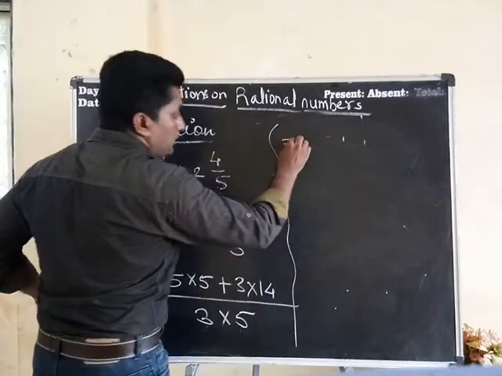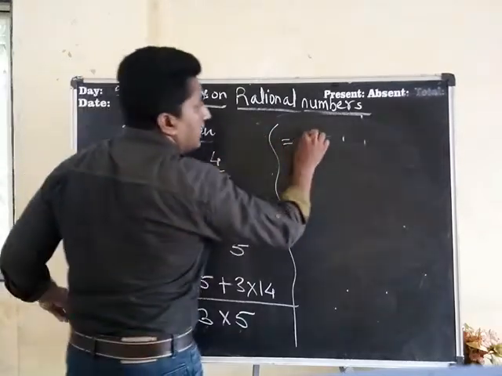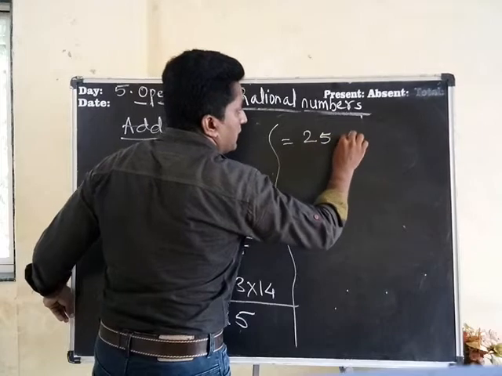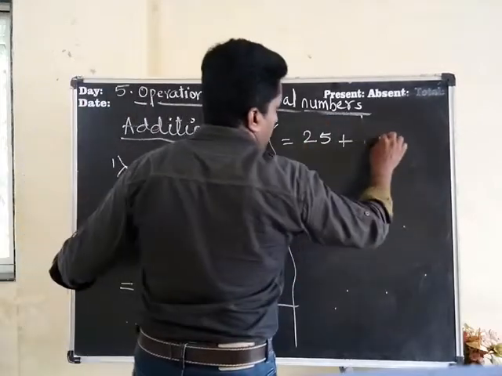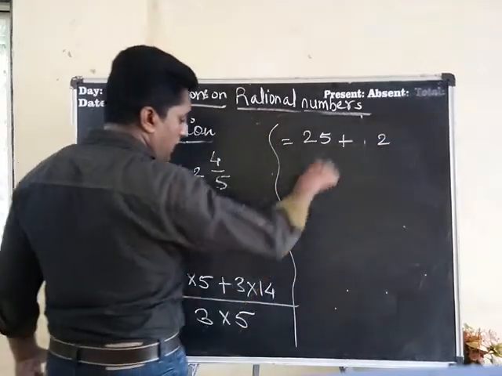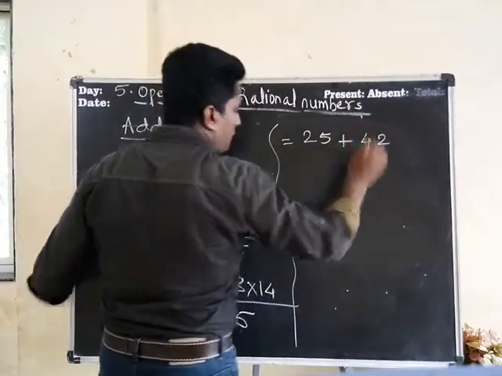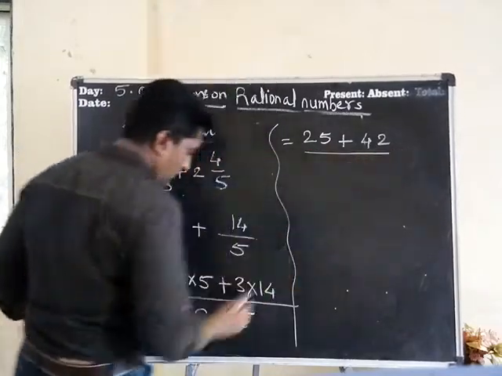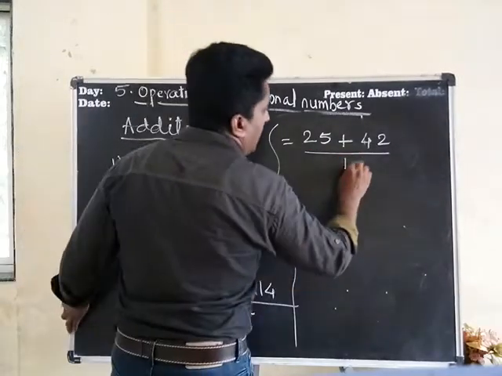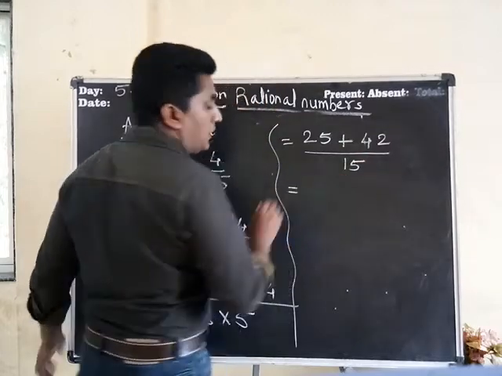Is equal to 5 5s are 25 plus 14 3s are, that is 2, 3 4s are 12 and 1, that is what? 42. 14 3s are 42 upon, what is this? 3 5s are, that is 15. Now let us see what is your answer.